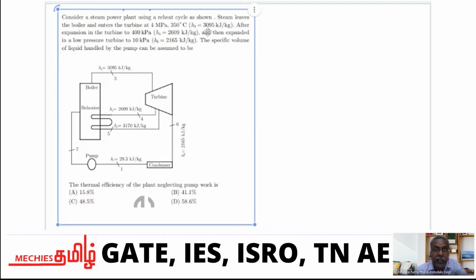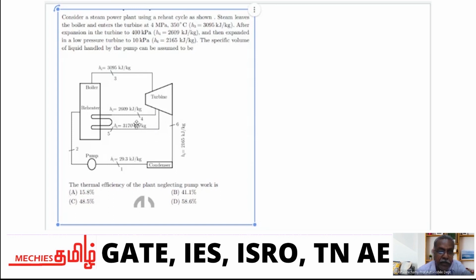Here everything is given. H3, its enthalpy, is given here. At each point it is given. So after expansion in the turbine to 400 kilopascal, then expanded in a low pressure turbine to 10 kilopascal. The enthalpy after expansion in the high pressure and low pressure turbine is given.